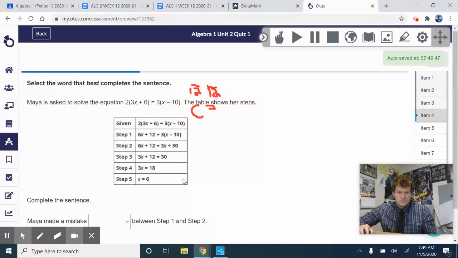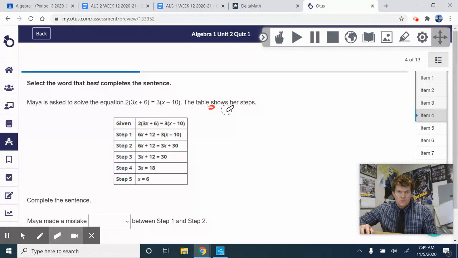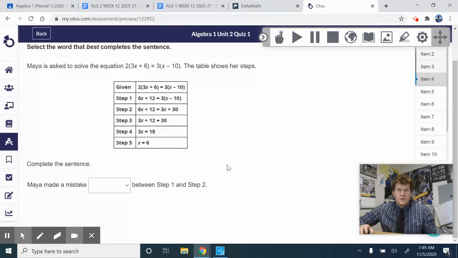Number 4, looking for the mistake here. They made a mistake between step 1 and 2. So we're looking at step 1 and step 2. 6x plus 12 is the same, so the mistake has got to be over on this side. 3 times x, 3 times negative 10, 3x, 3 times negative 10 should be negative 30. So they made a mistake distributing. They multiplied wrong.